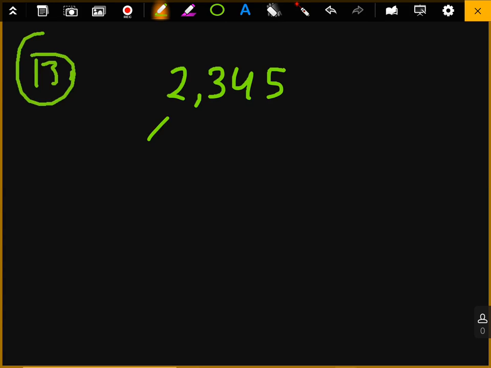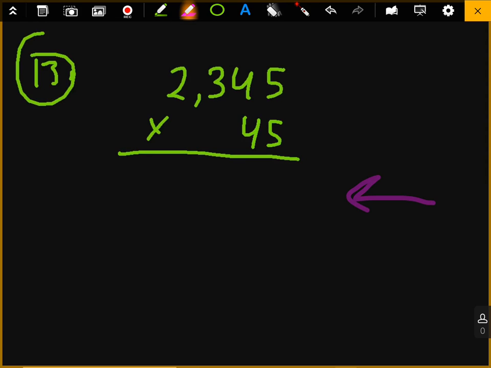2,345 times 45. So the first thing you want to do is you need to work right to left. Okay, you need to work this way. And you're going to look at this number first. And this number you're going to multiply with the 5, 4, 3, and 2. Okay, so that's what you're going to do first. So let's go ahead and do that. And we're working right to left.